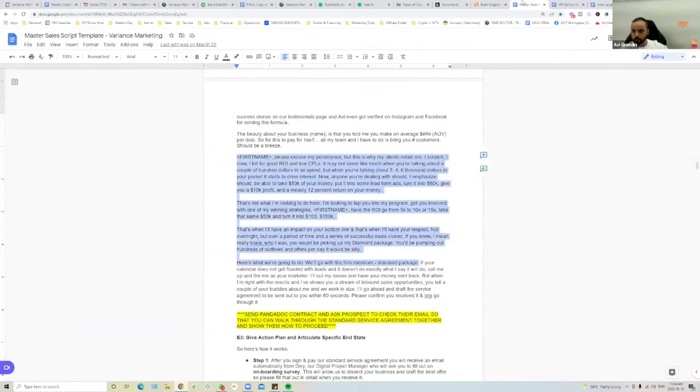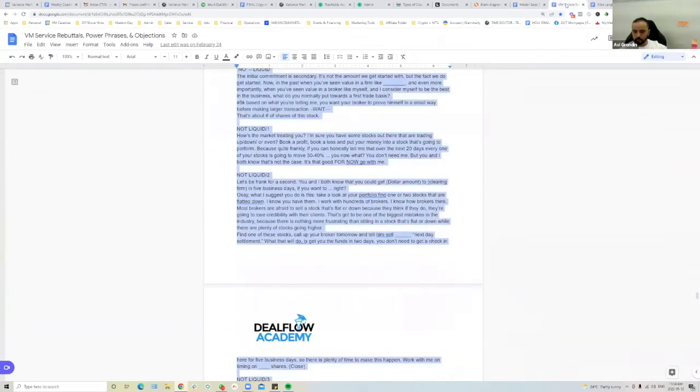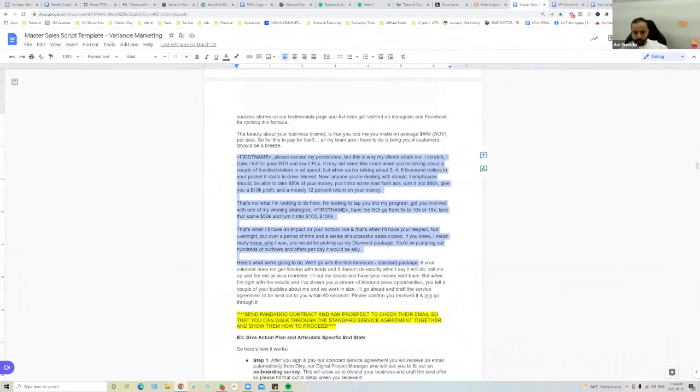So this is one of those power lines that I told you about over here, okay? This is a power line. And I said, look, first, I say, Alice, please excuse my persistence, but this is why my clients retain me. I scratch, I claw, I kill for good ROI and low CPLs. It may not seem like much when you're talking about a couple $100 in ad spend, but when you're talking about $3,000, $4,000 in your pocket, it starts to drive a little interest.